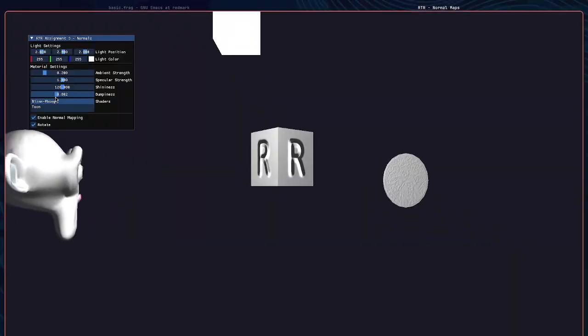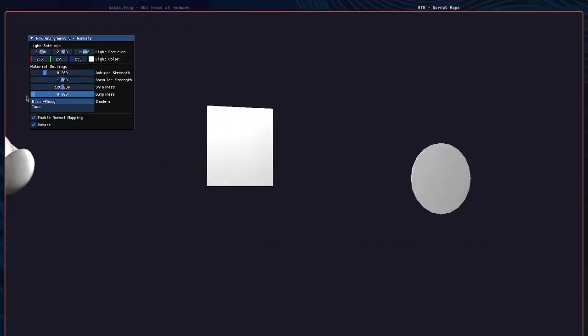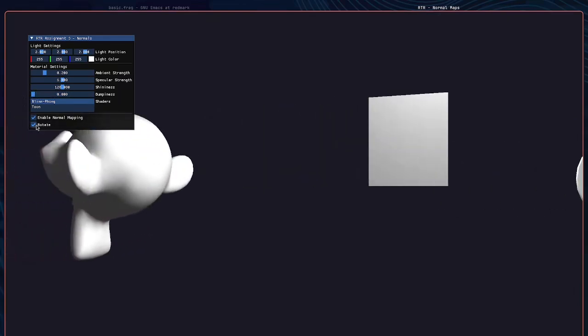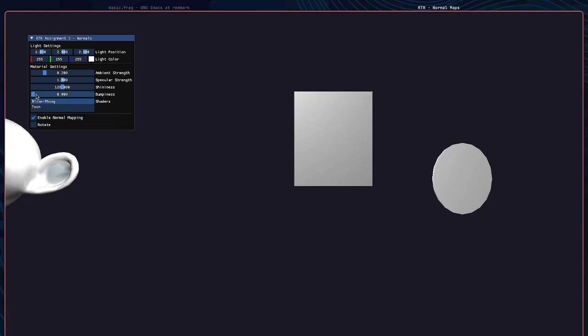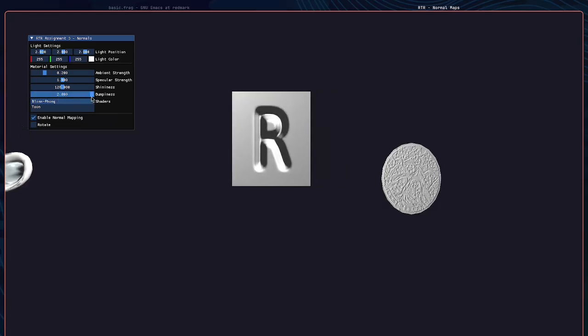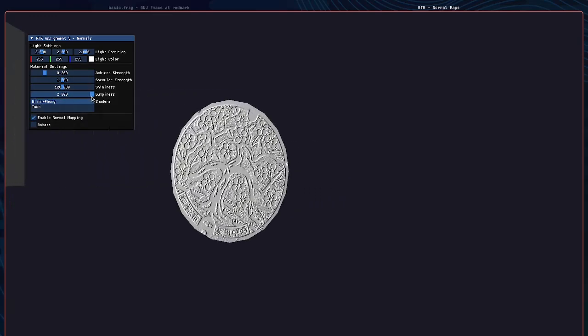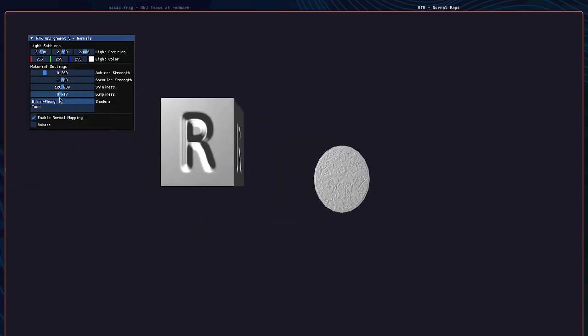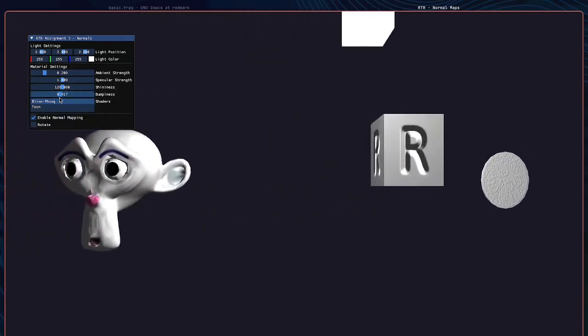At zero bump strength, the normal points straight out, completely flat. As I increase it, surface detail becomes more pronounced. At maximum strength, the bumps are exaggerated. This is the essence of bump mapping, using the normal map data to create adjustable surface perturbations without changing the underlying geometry.